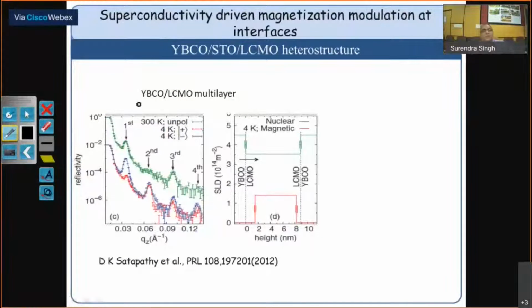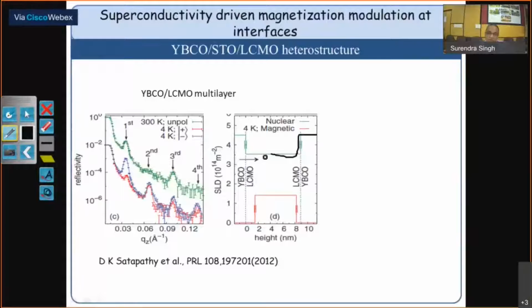If you see, just make a YBCO and LCMO multilayer. This is a nice study where they made this superconductor and ferromagnetic multilayer. This blue is spin up, red is the spin down reflectivity, and they found there is a ferromagnet, because the difference between these two reflectivity patterns gives you the depth profiling. Here they have shown one of the layers with two interfaces, LSMO and YBCO.